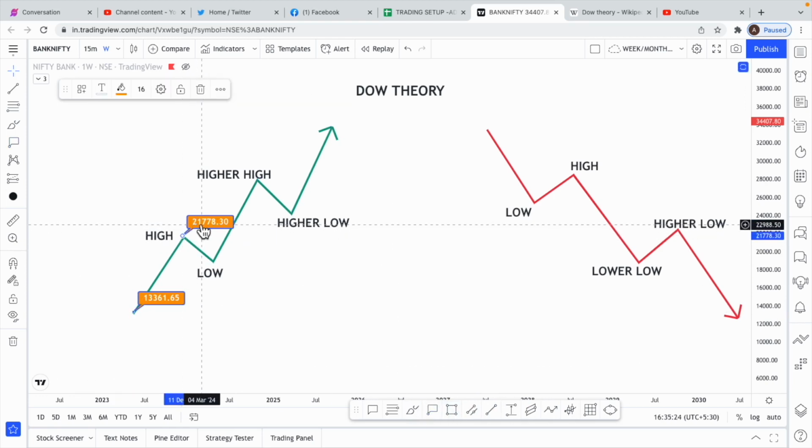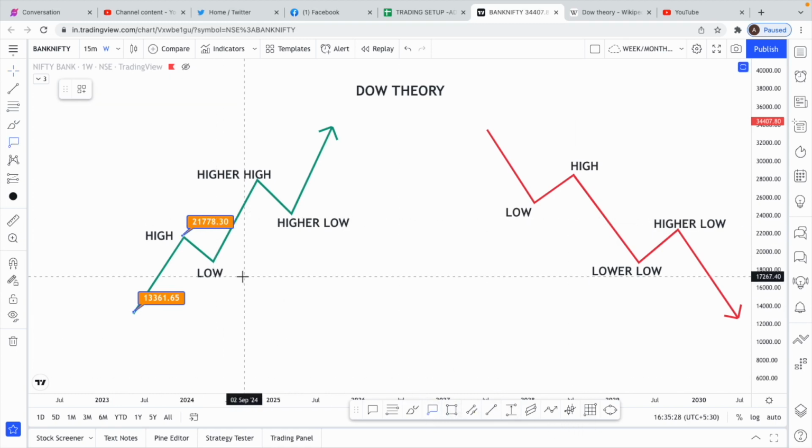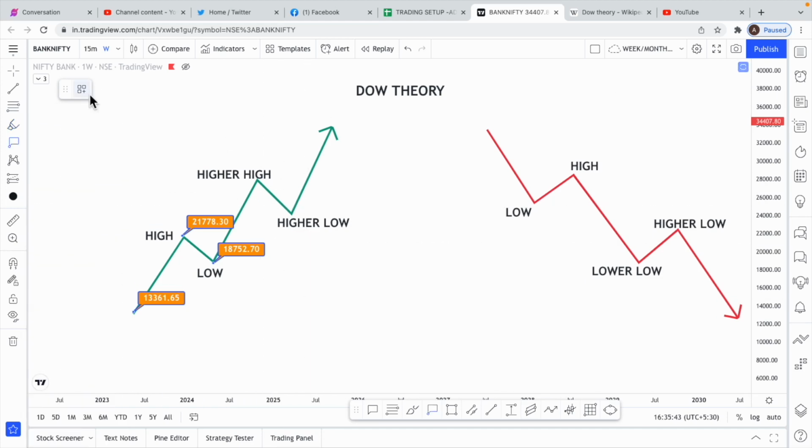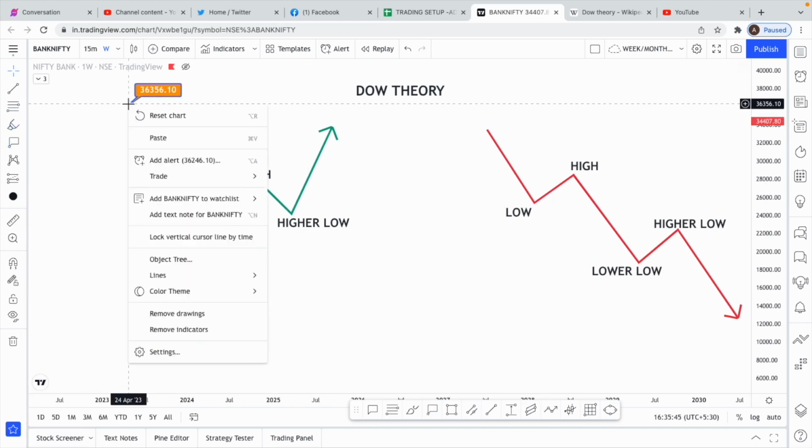That high is 21,778. Then we made a low. So I'm going to use this pointer. This is nothing but what you get in this diagram, where over here you can choose this price label. So whichever point you choose, right, it will plot the price randomly on the chart. Wherever you want you can do it.